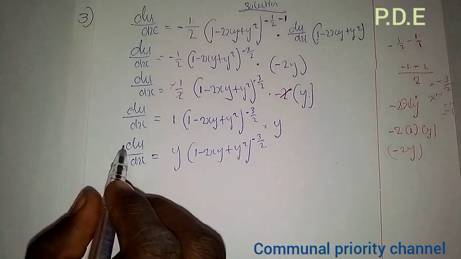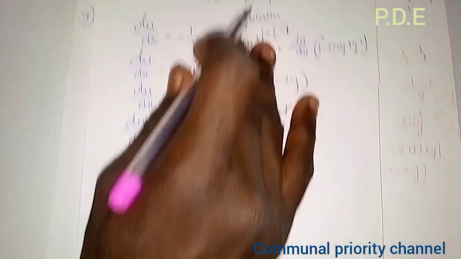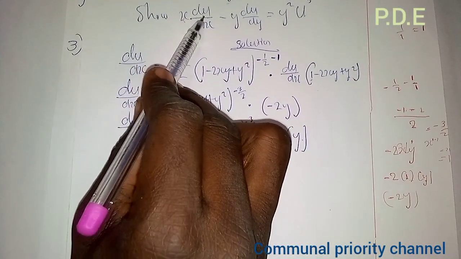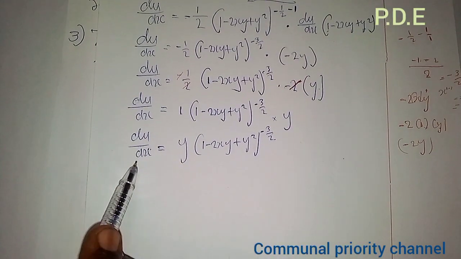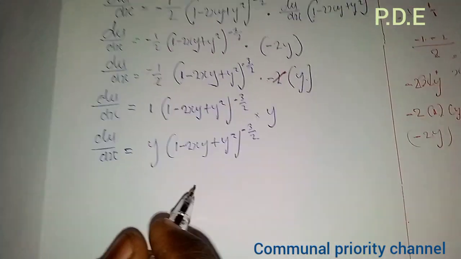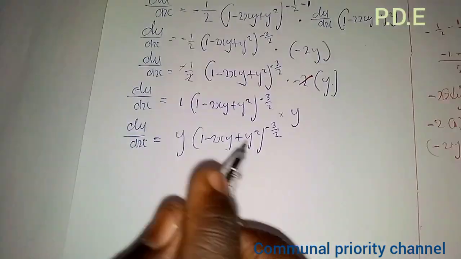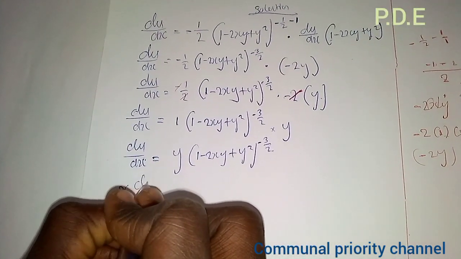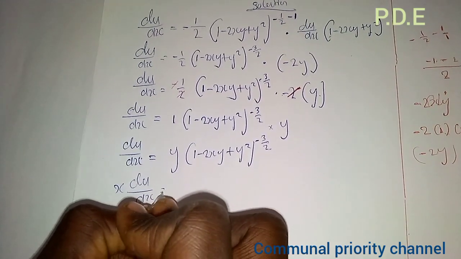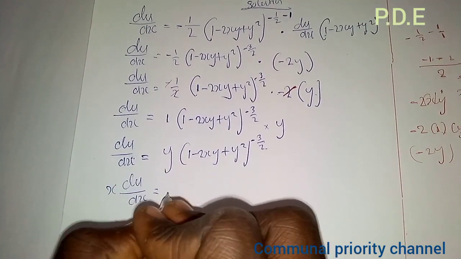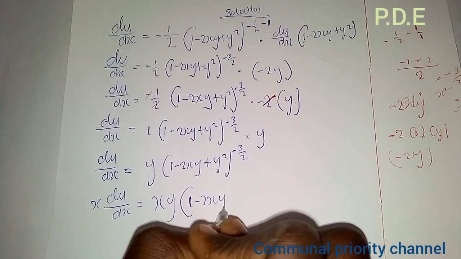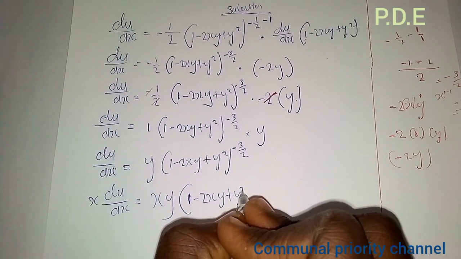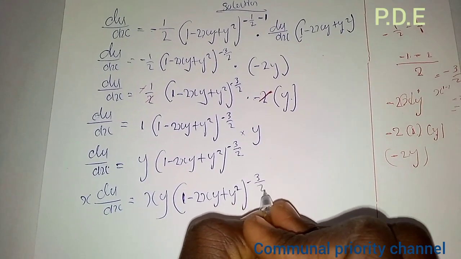So therefore, now we said in the equation x multiplied by du over dx. Therefore, we are going to multiply this equation with what? With x, since we are differentiating in respect to x. So now we'll multiply our equation through by x. Therefore, this will be x du over dx equal to x multiplied by the whole of this value, which will be xy, open bracket 1 minus 2xy plus y square, to the power of minus 3 all over 2.